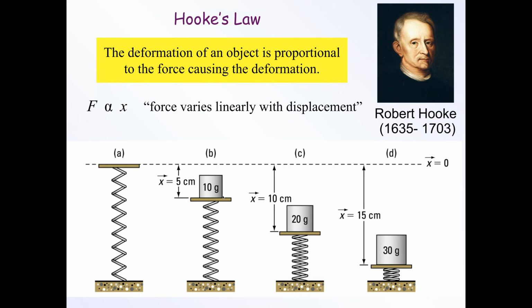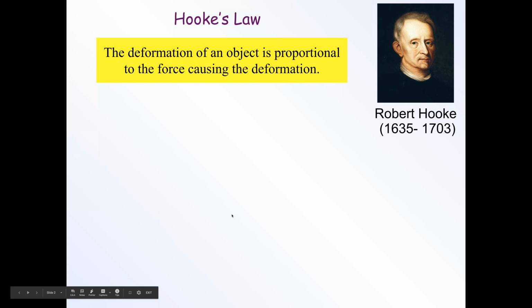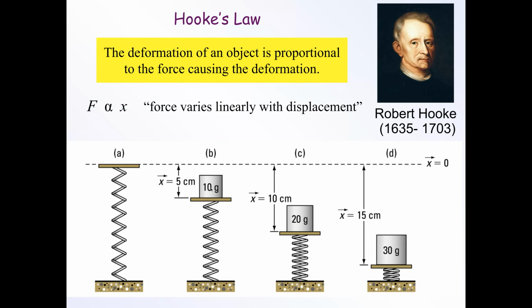So the 10 grams times 9.81. Well, you don't want to convert that to kilograms. So if we double the force by doubling the mass, we're going to double the displacement. For each time we add the mass, we're adding the same amount of displacement.